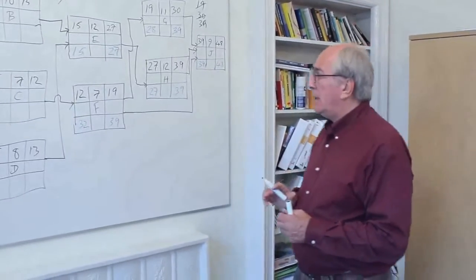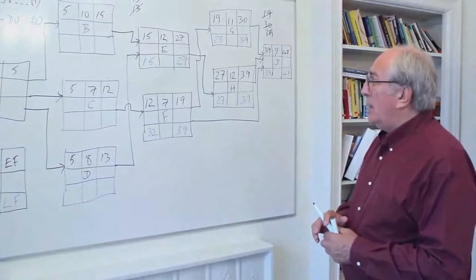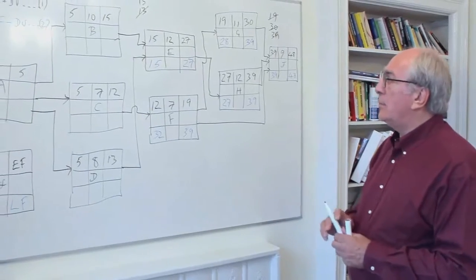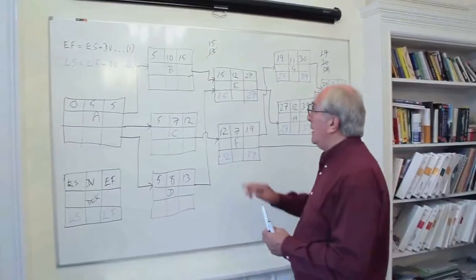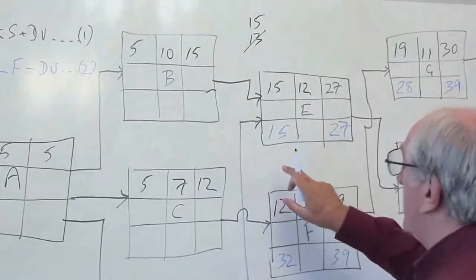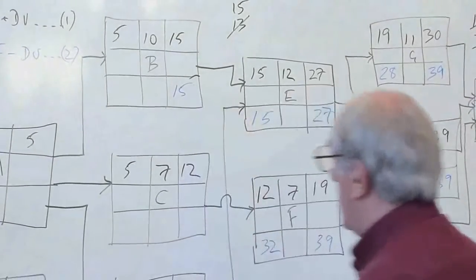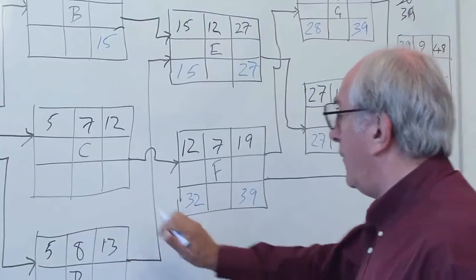And in this particular case, we can simply say, well, it's quite a simple network, this one. We'll add some complexities later when we're varying this, but B, the latest finish time for B is the latest start time for E, which is 15. And for the latest finish time for C is actually the late start time for F, which is 32.